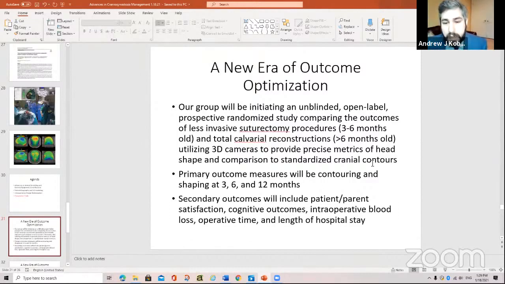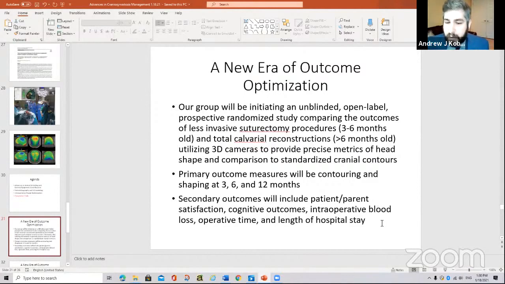modalities and different companies that have thousands and thousands of standardized head shapes from thousands of patients that they've measured using these 3D cameras, to provide real and accurate evaluation of our reconstructions against these standardized models, either intraoperatively or at 3, 6, or 12 months postoperatively. So really utilizing the state-of-the-art technology to be able to ensure that we're providing as precise and as cosmetically pleasing outcomes for our patients as possible.